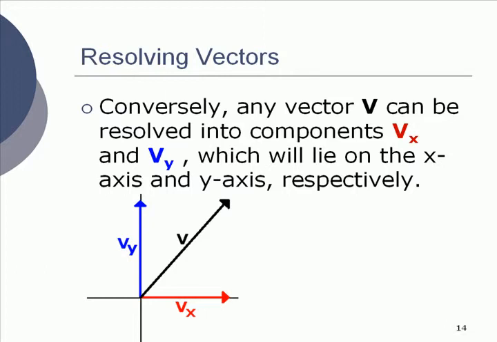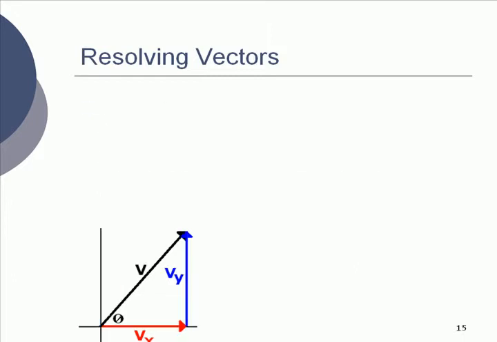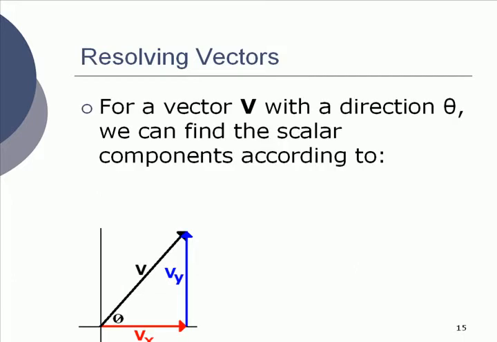Resolving vectors does just the opposite. If we know the magnitude and direction of a vector V, we can break it into its horizontal and vertical components. And those are the components that lie along the x and y axis. So we do that, again, using trigonometry. First of all, let's just take this scenario. Let's take a vector V.